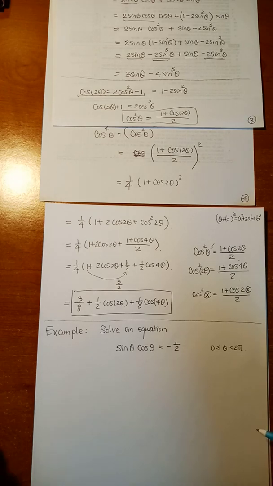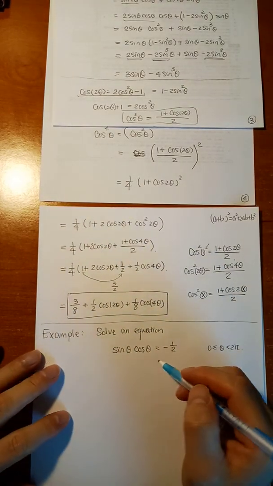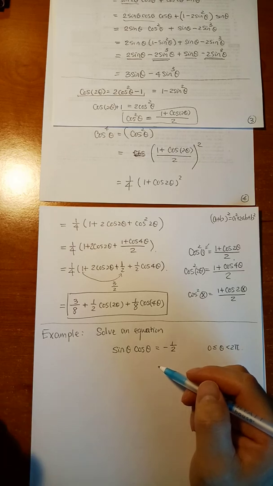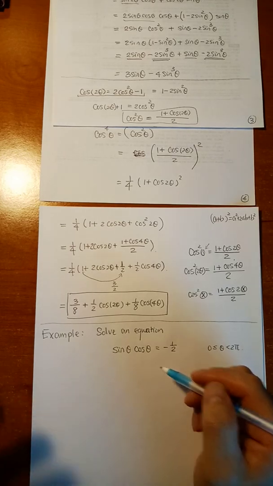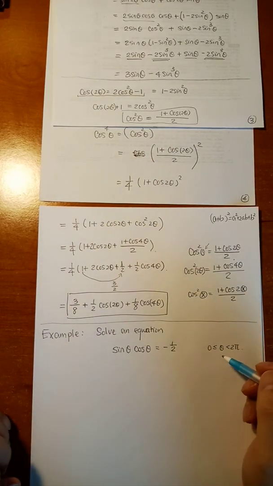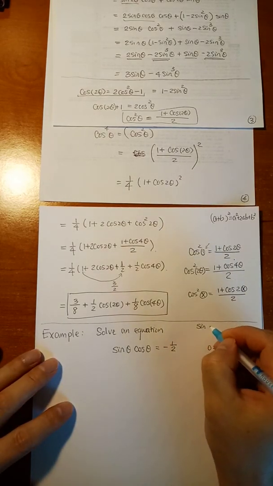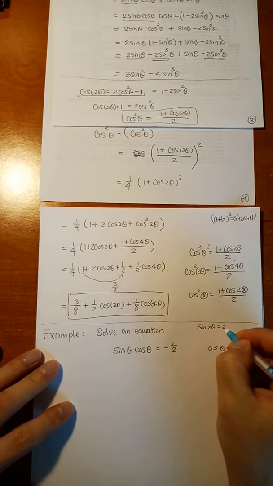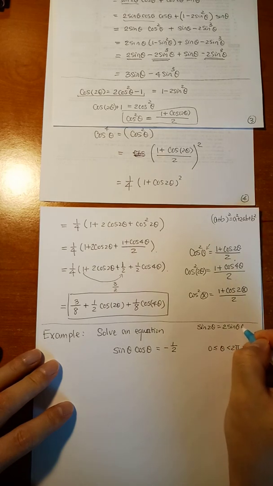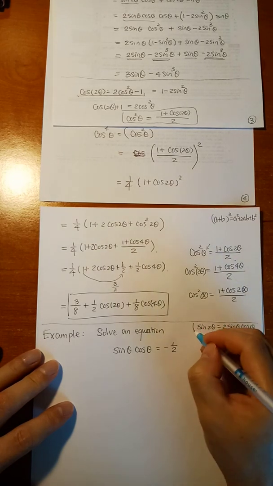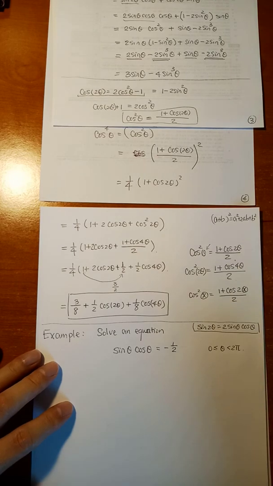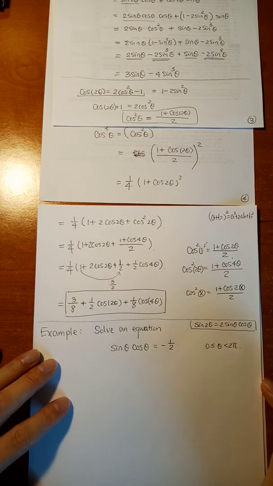Well, last time it was the sum. This one you have sine theta times cosine theta. Whenever you have sine theta times cosine theta, consider the double angle formula for sine 2 theta. Remember that sine 2 theta is 2 sine theta times cosine theta.